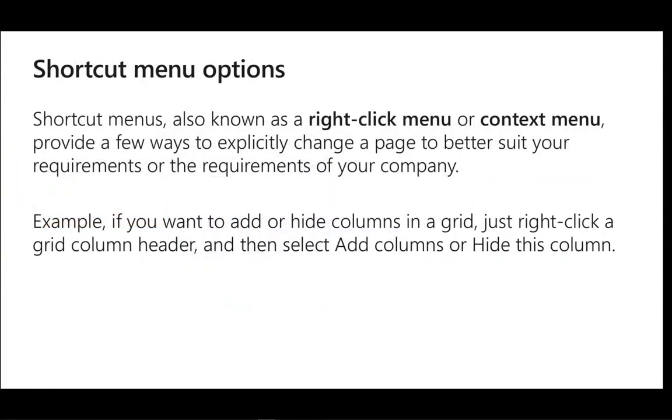When we right-click, for example a menu or context menu, we get a few ways to explicitly change the page to better suit our requirements or the requirements of our company. Some of the most typical and important changes that can be made to a page are available directly as options on the shortcut menu. For example, if we want to add or hide a column in a grid, just right-click the grid column header and then select Add Column or Hide this column.